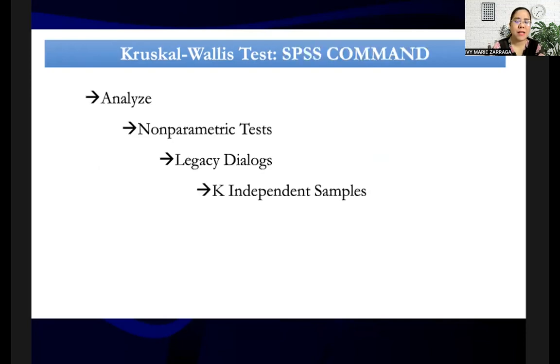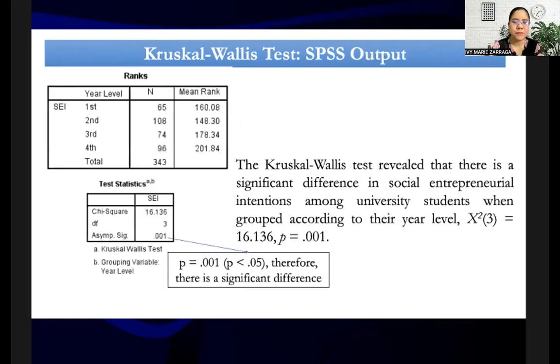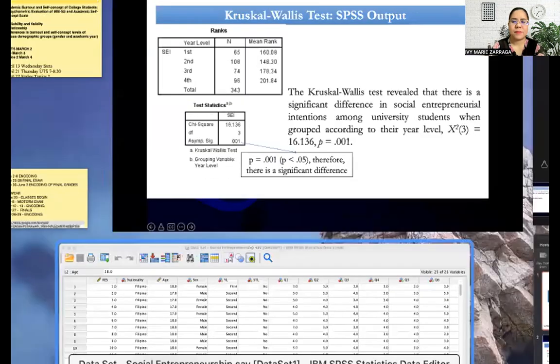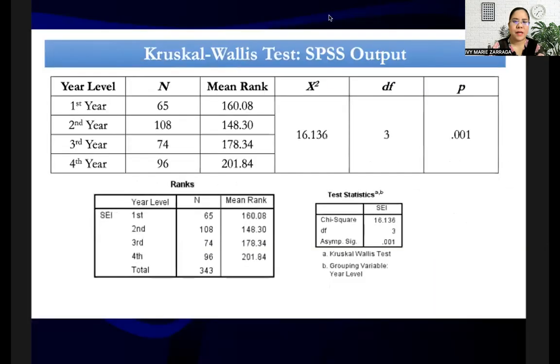So this is the command that we have to use in our SPSS. First is go to Analyze, then Nonparametric Tests, then Legacy Dialogs, and look for K Independent Samples. So let's perform that in our SPSS.